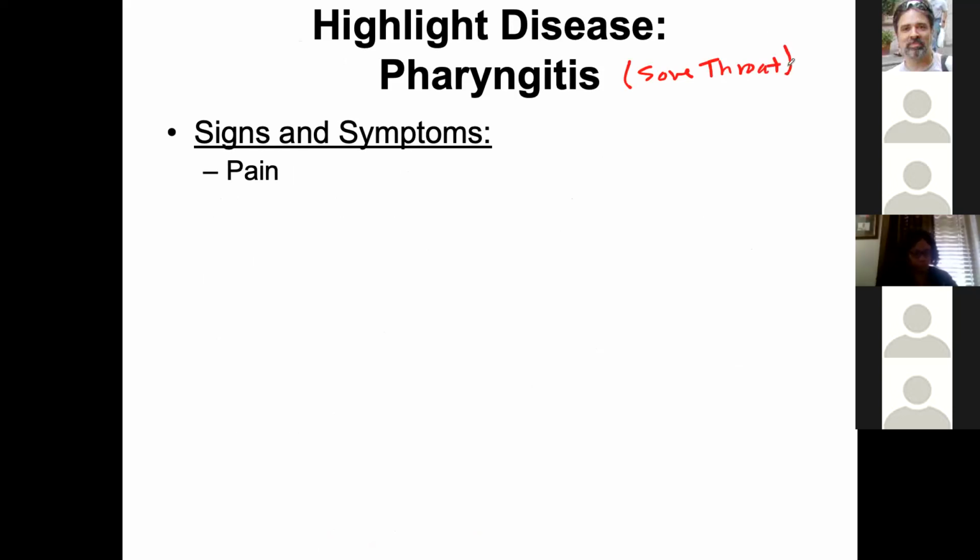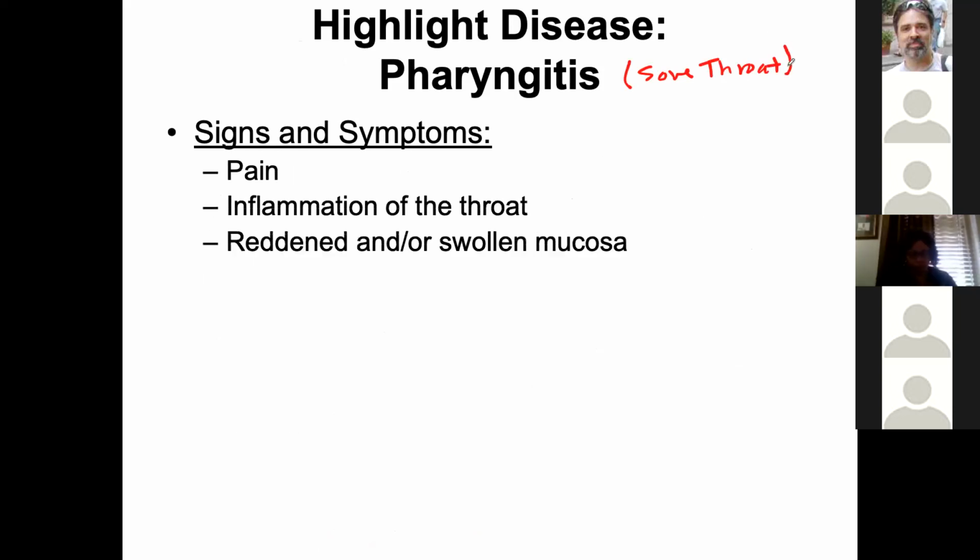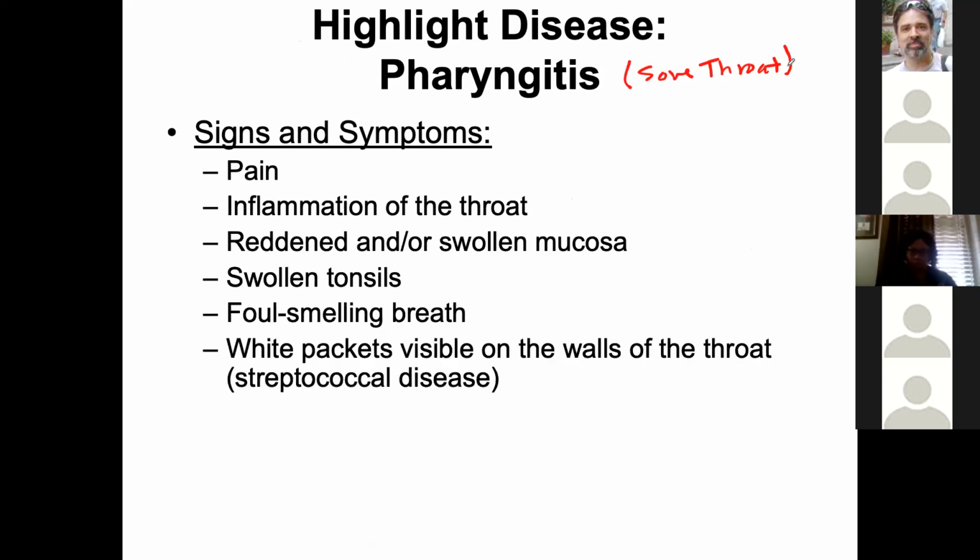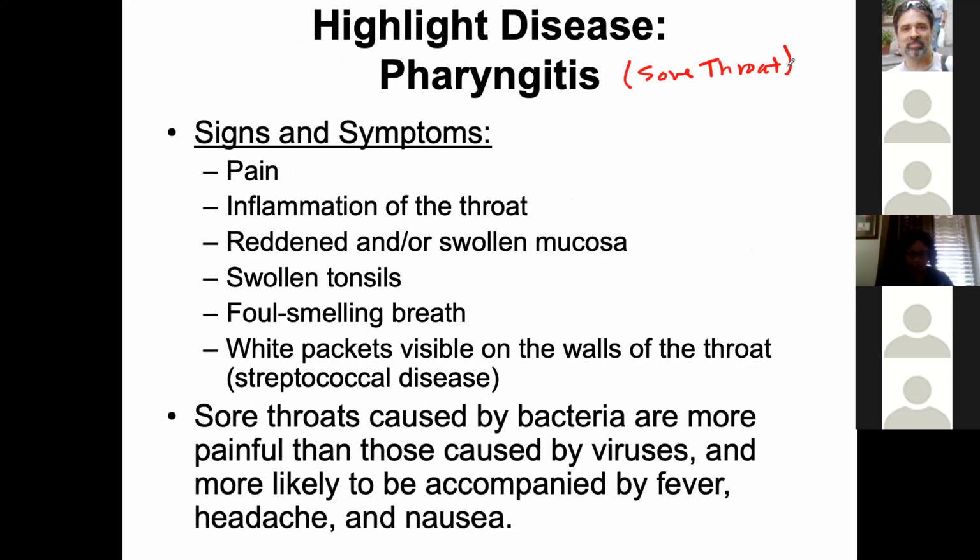Symptoms: pain, inflammation, reddened or swollen mucous membranes, swollen tonsils, bad breath, white packets visible on the walls of the throat, which can indicate strep infection. They can be caused by bacteria and are very painful. Some are caused by viruses that are more likely to be accompanied by fever, headache, and nausea. There's a lot of nerve endings in your throat, so when you get a sore throat, it hurts. It's very, very painful.